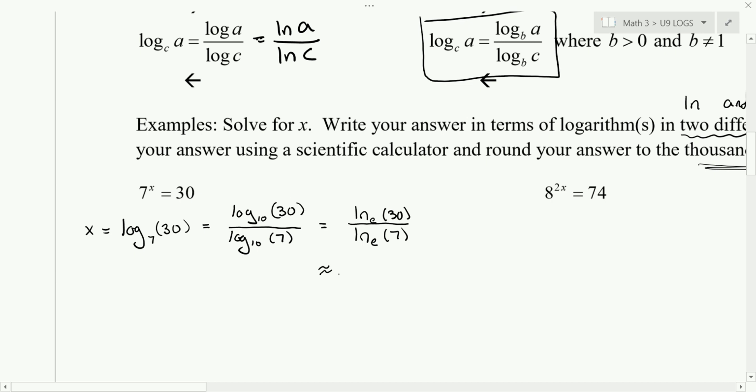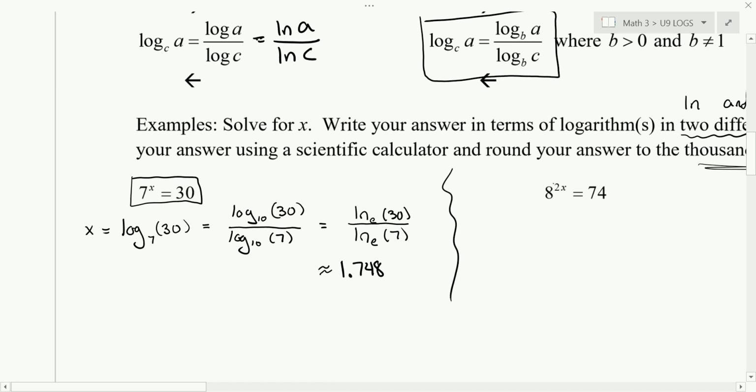You should get 1.748. Okay. And remember what we're answering. We're answering 7 to what power equals 30? Well, about 1.748. Okay. Question on that problem? Okay, so let's look at the next one.